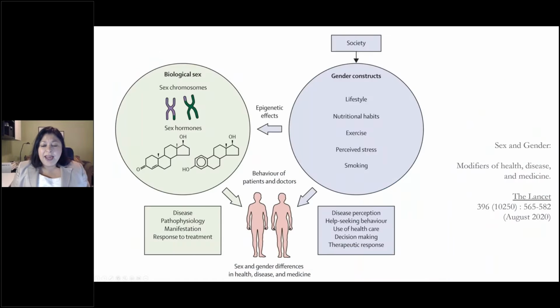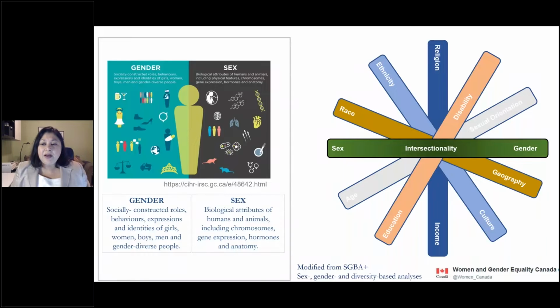So together with sex and gender, we have many other variables, and the intersectionality of these variables has an impact on biology. The intersectionality of sex and gender would include age, race, and other gendered identity and behavior related variables. But for today's topic, we are focusing on biological sex. That is the biological attributes of humans, animals, which includes, again, for your reminder, chromosomal makeup, sex steroids, gene expression, and anatomy.